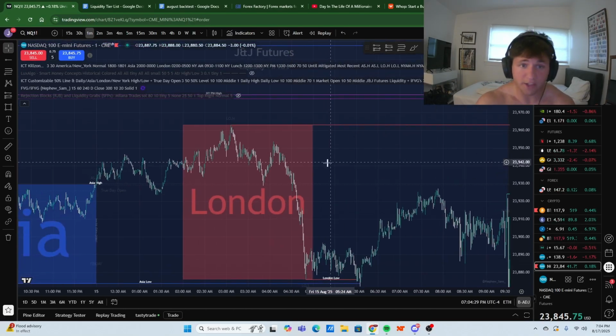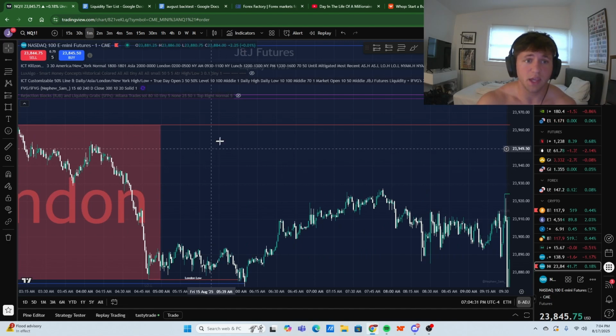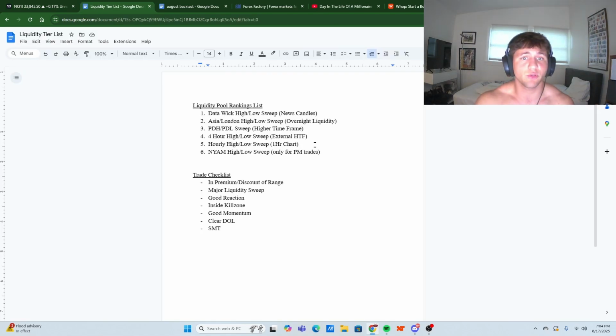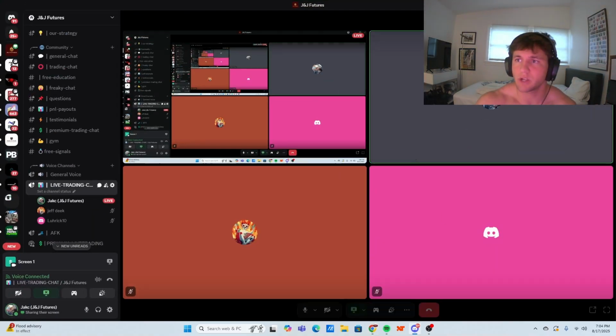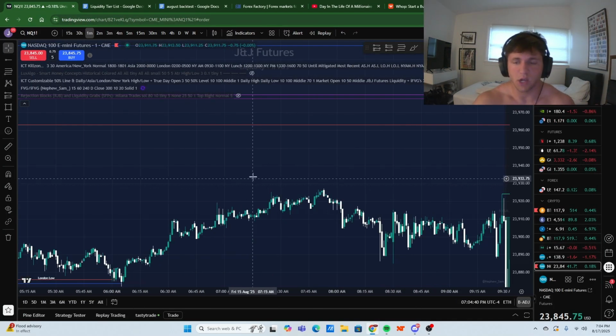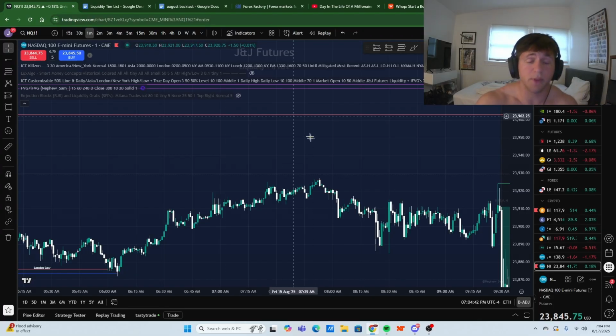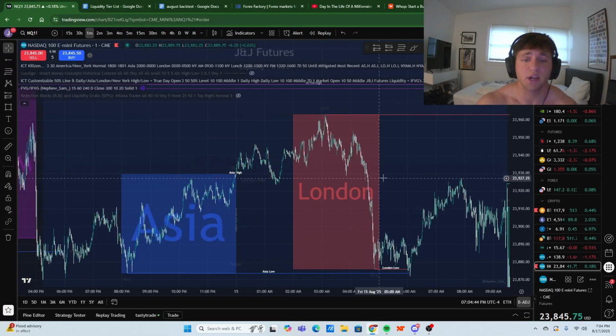So, all I do is combine a sweep of one of these levels that I just marked out and one of those inverse fair value gaps, right? So, pretty simple, pretty straightforward. So, you get a sweep and you get an inverse fair value gap. That is how I'm entering.